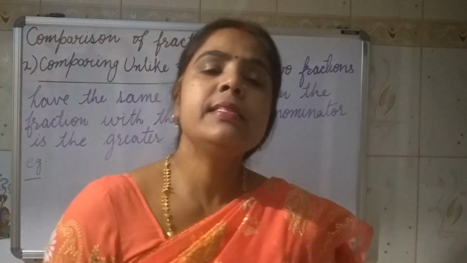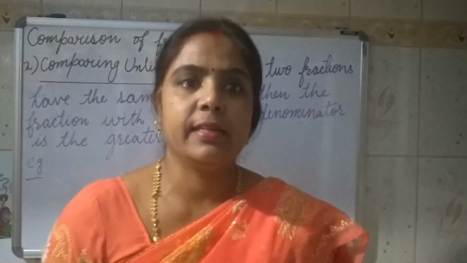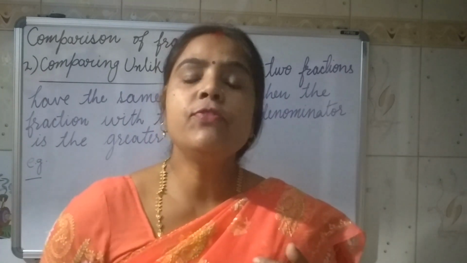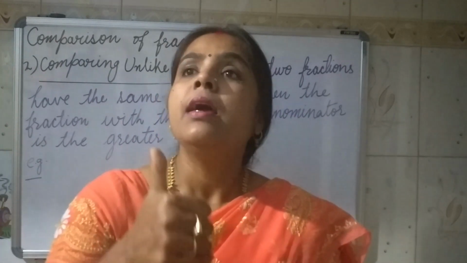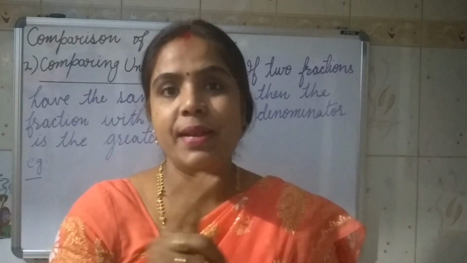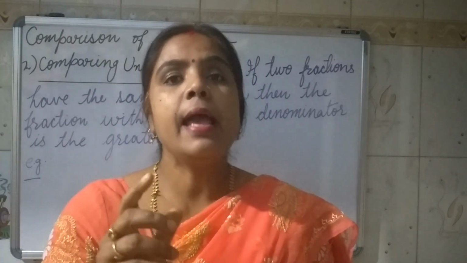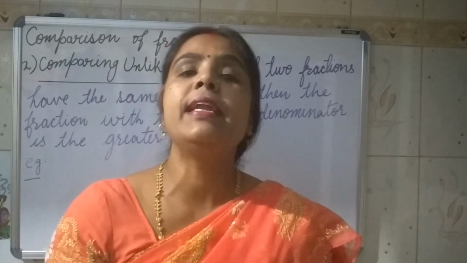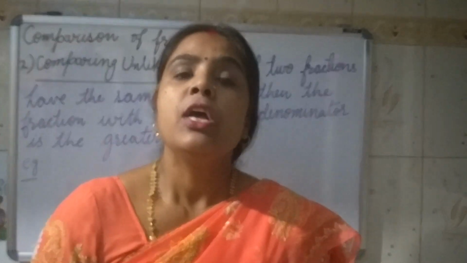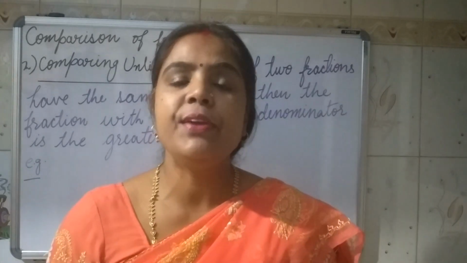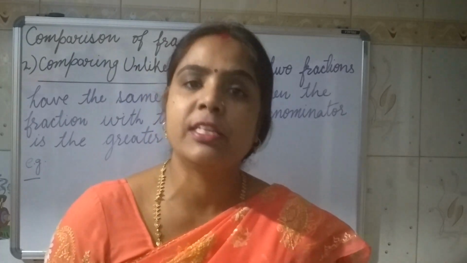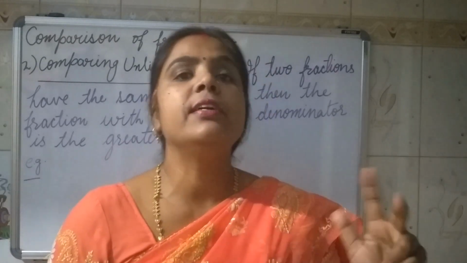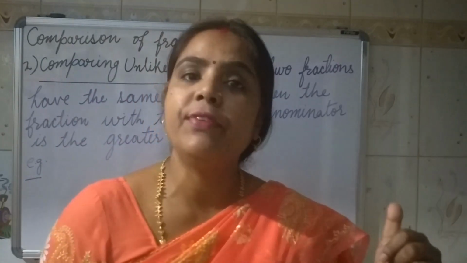The second one is comparing the unlike fraction. In case of unlike fraction, there are two subdivisions. The first one is unlike fraction when numerators are same and denominators are different. And the second type of unlike fraction is when the numerator is different and the denominator is also different. So in both cases we have different processes to explain to you. First I am going to explain the unlike fraction with the same numerator and different denominator.